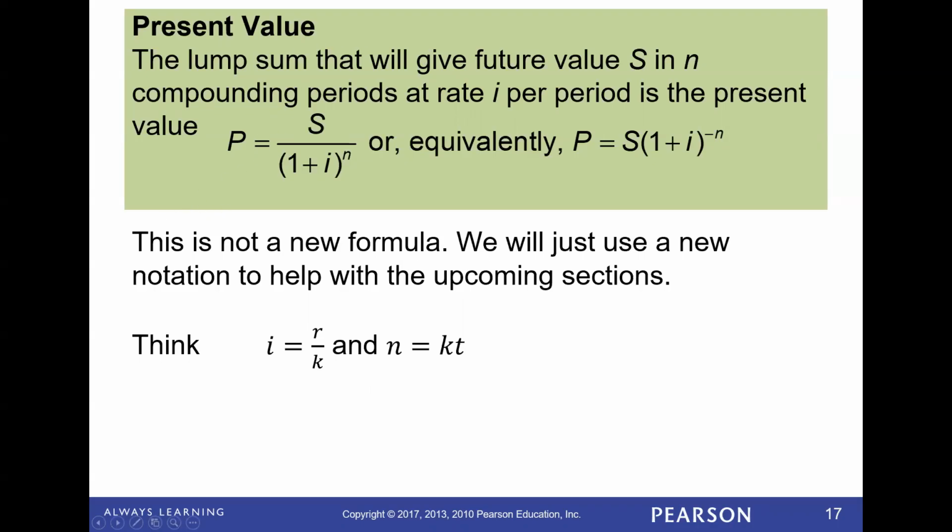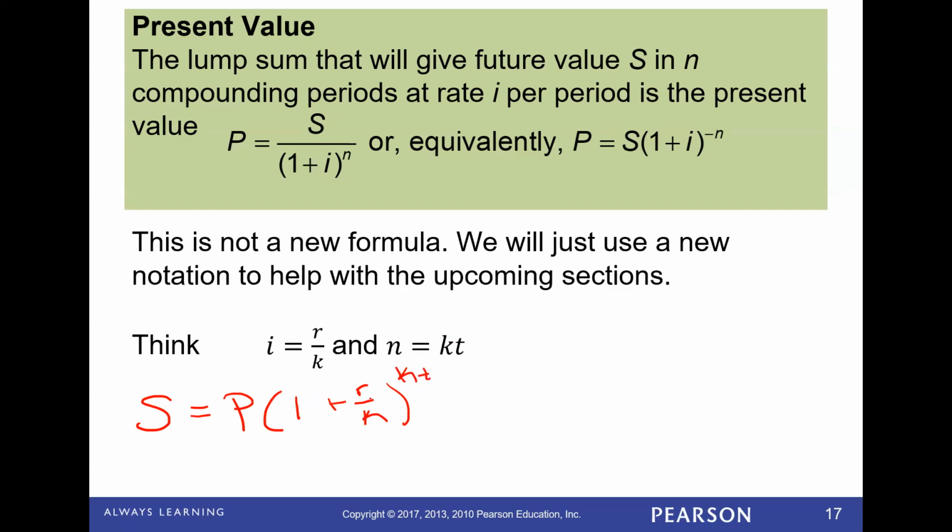Now, this is not a new formula. We've actually seen this formula before, okay? This is just with a new update. So they use I and N. I is just R over K. N is K times T. So let's look at the formula we looked at previously, which was S equals P (1 plus R over K) to the power of KT.